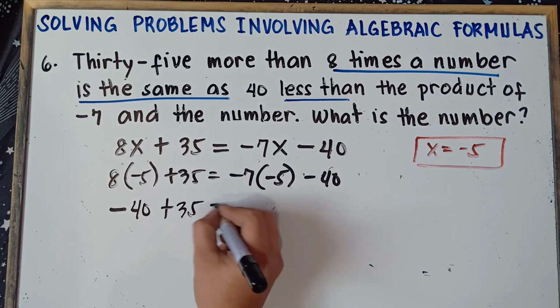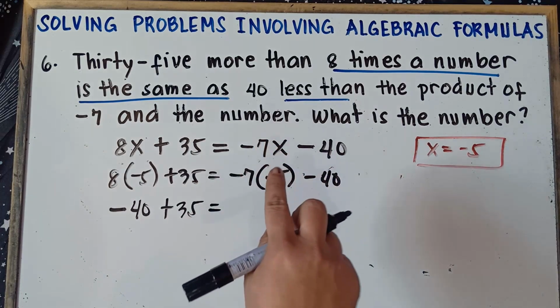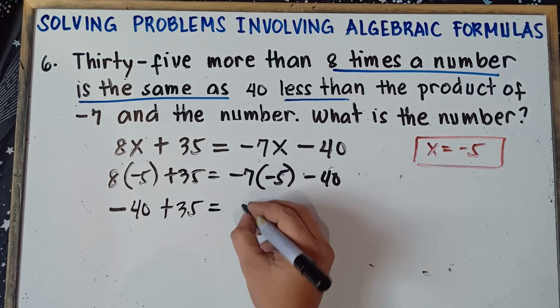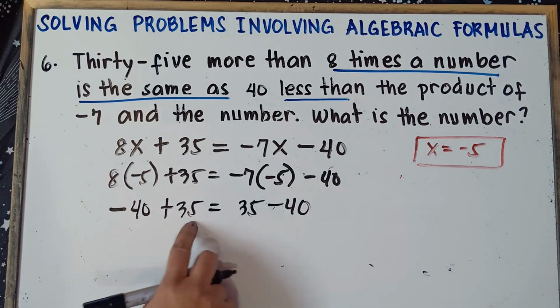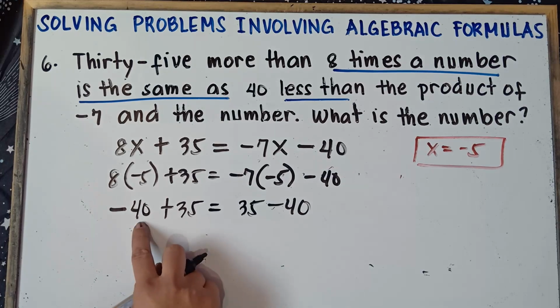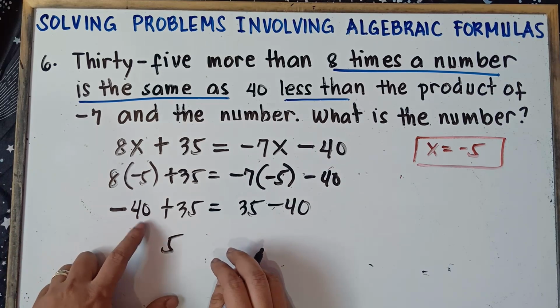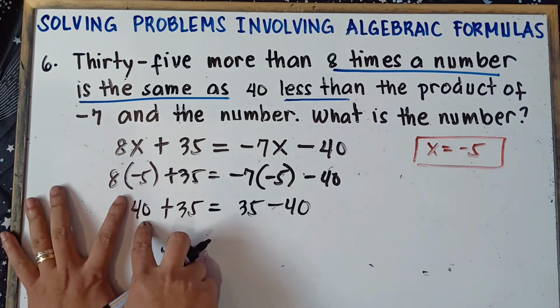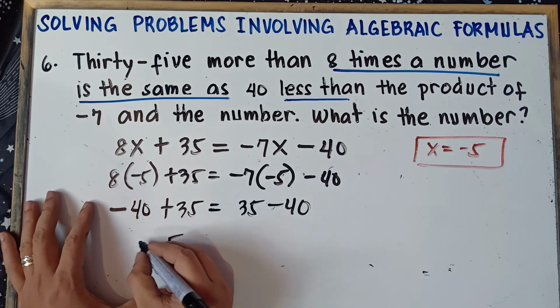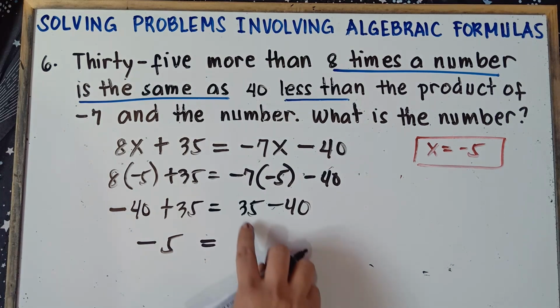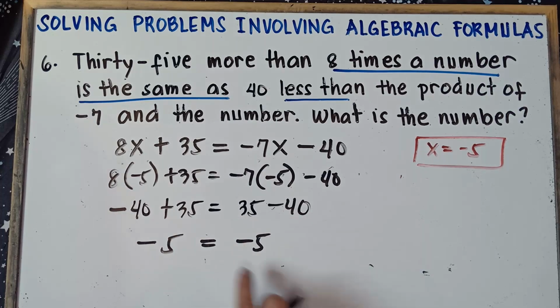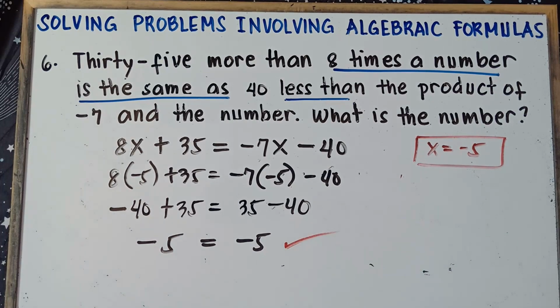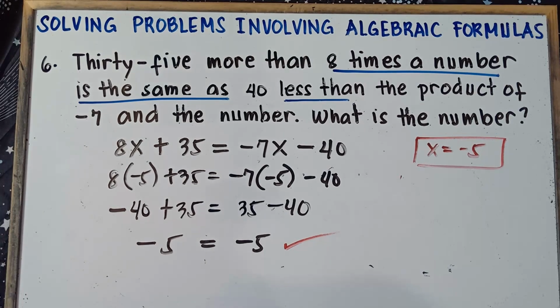Copy, plus 35 equals negative 7 times negative 5. Negative times negative would be positive 35 minus 40. Negative 40 plus 35, if the signs are not the same, you subtract. 40 minus 35 is 5, and then you copy the sign of the larger number. You think of this one as 40, so 40 is greater than 35, we copy the sign. This will be negative 5. Equals 35 minus 40, this will be negative 5 because 40 is greater than 35. So we have negative 5 equals negative 5. Correct. Therefore, class, our answer is correct. That's it, class. That's the answer with regards to example number 6.